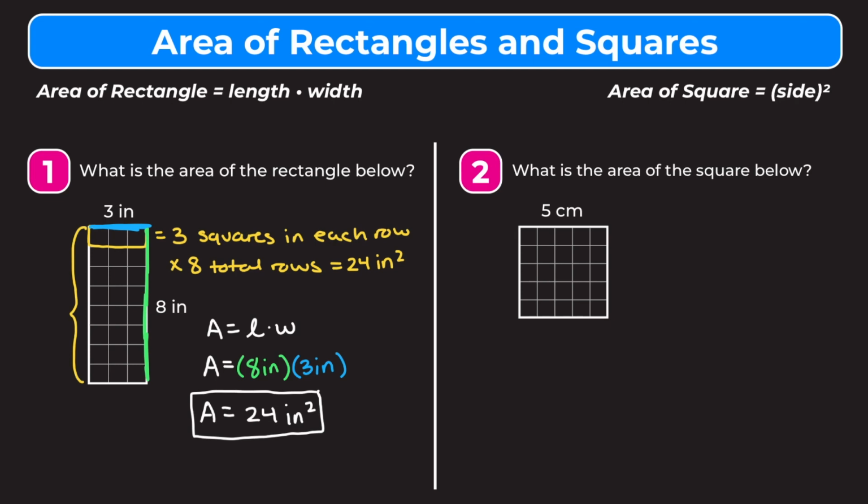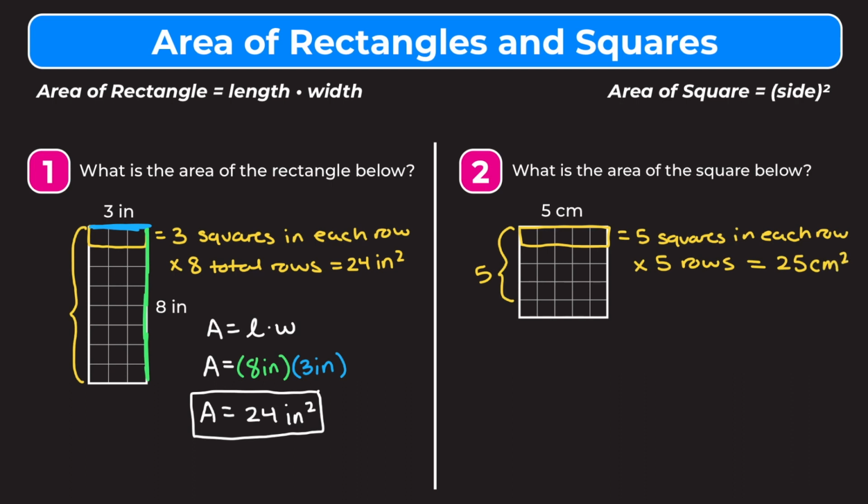Taking a look at example 2, this time we have a square and we still broke it up into these little 1 centimeter by 1 centimeter squares. So if I asked you to figure out how many total squares are in this shape, how many little squares, you can probably tell that we have 5 squares in each row, and we have a total of 5 rows. I'm going to multiply it by the 5 rows to get a total of 25 little squares, which means our area is 25 centimeters squared.